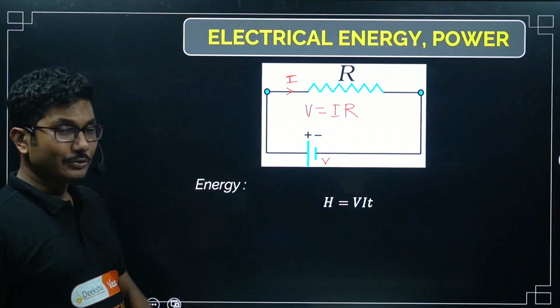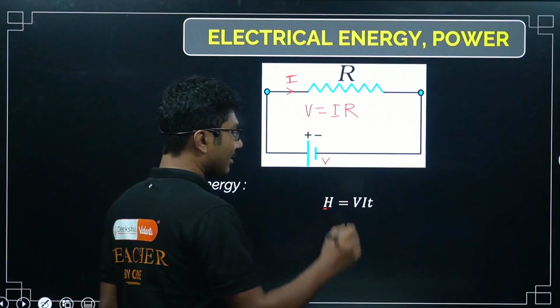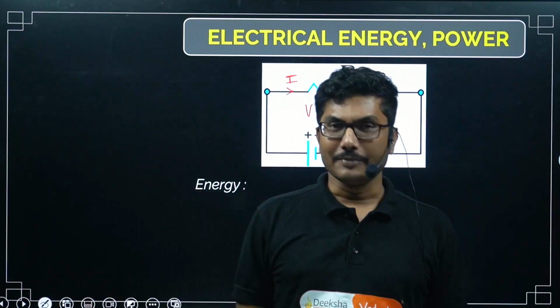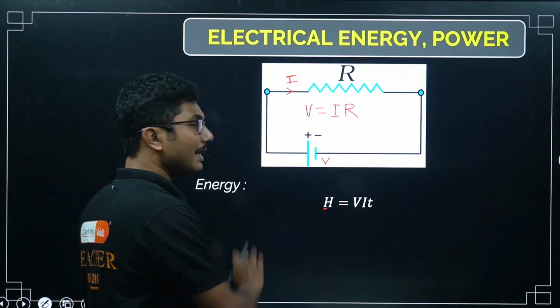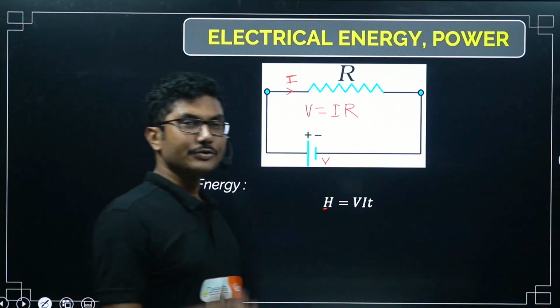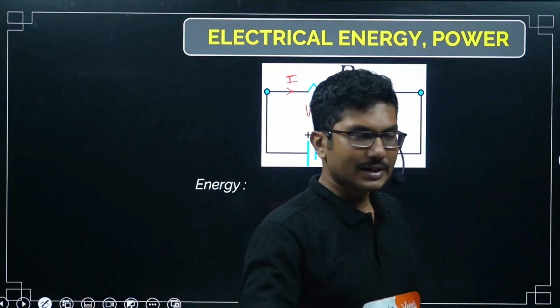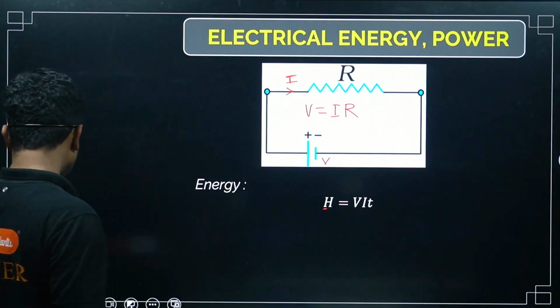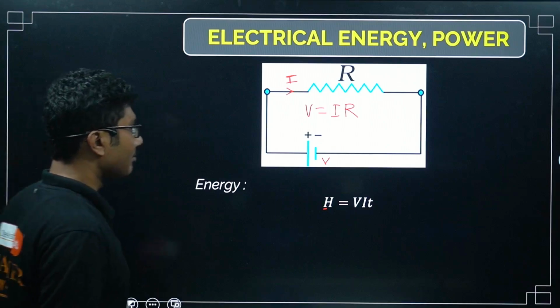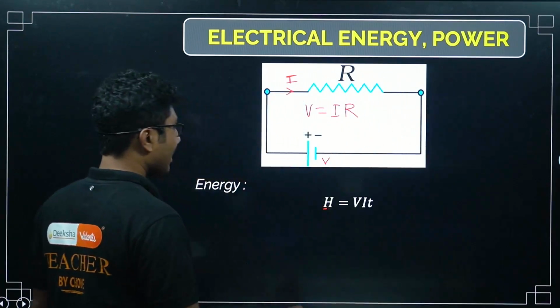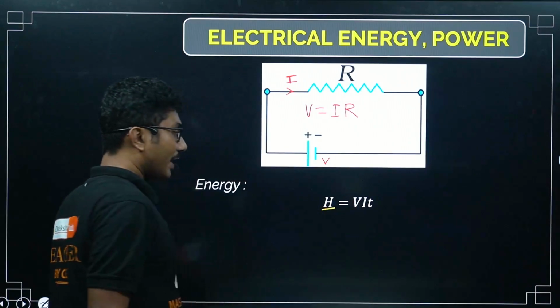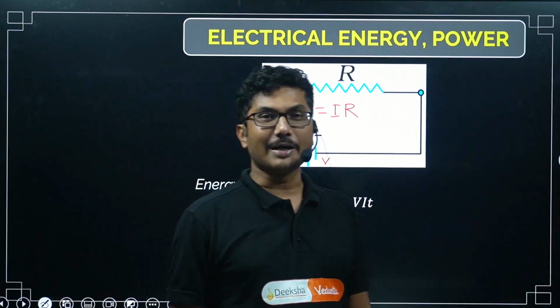Energy used, basically why we are writing H, because mostly we say it is converted into heat energy. It can be any other form of energy, and electric field is denoted using the symbol capital E. So, we are not using the symbol capital E, I am using this H symbol. Some other books might use other symbols as well, but I personally like this symbol H. H is equal to VIT, vitamin.